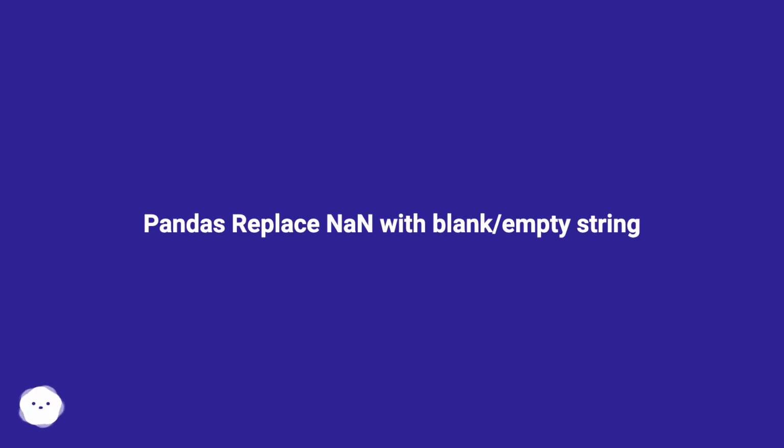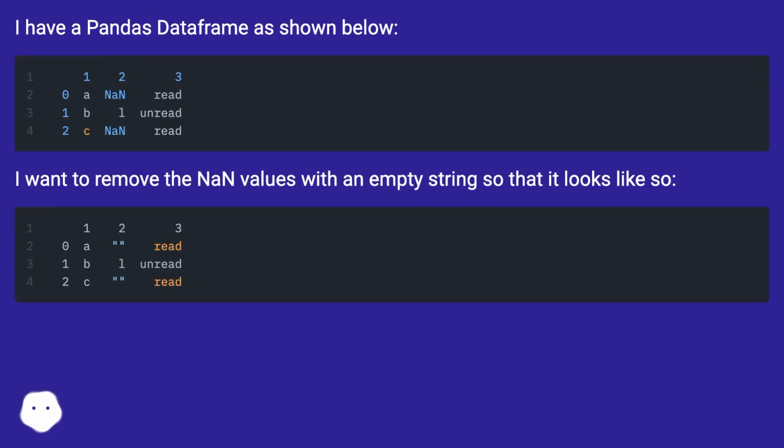Pandas replace NaN with blank/empty string. I have a Pandas data frame as shown below. I want to replace the NaN values with an empty string so that it looks like so.